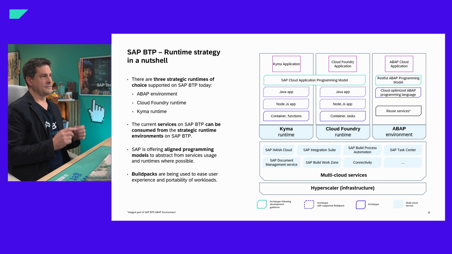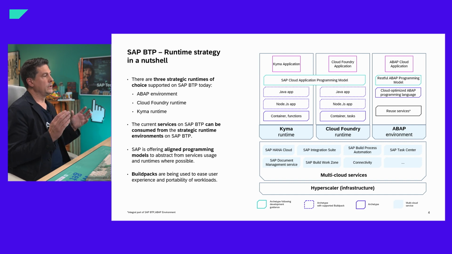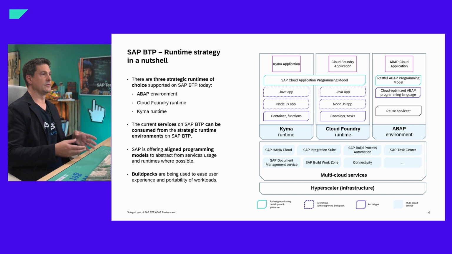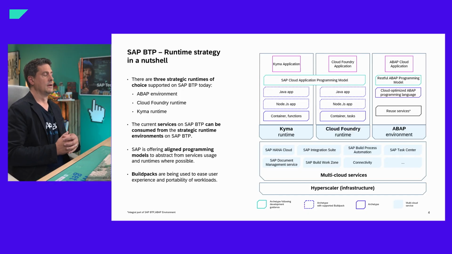The second thing that is very important to understand when we talk about our runtime strategy is about our services. The idea, and this is what we're currently doing, is that we make our services cross-consumable, which means that you have the possibility to instantiate and use the different services that we are providing on BTP, on this multi-cloud stack running on the hyperscalers, so that the services are consumable and usable by the different runtimes that we're seeing here on the slide.